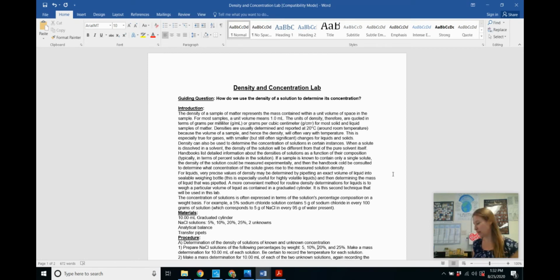Our materials we're going to use are, this is our 100 ml graduated cylinder. We're going to measure the mass of our solutions in this little 10 ml graduated cylinder. We're going to prepare sodium chloride solutions with concentrations of 5, 10, 20, and 25, and we'll be given 2 unknown concentrations. We need a digital balance and transfer pipettes.